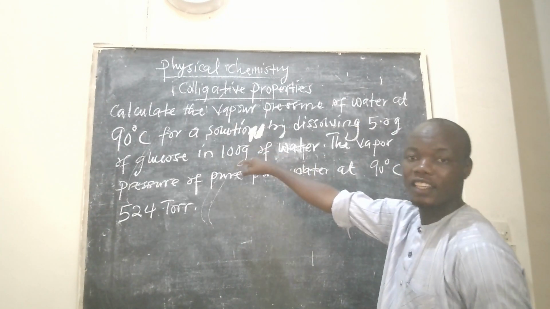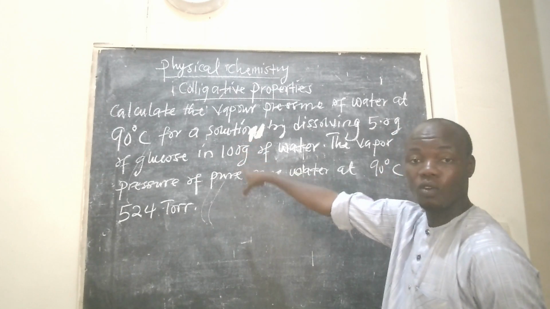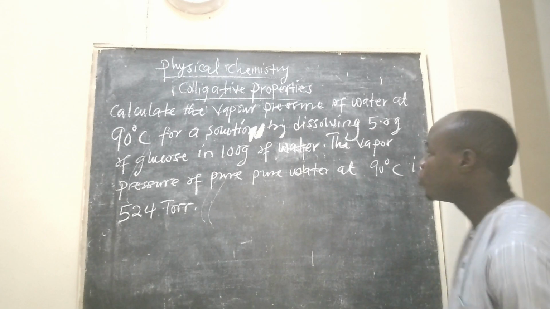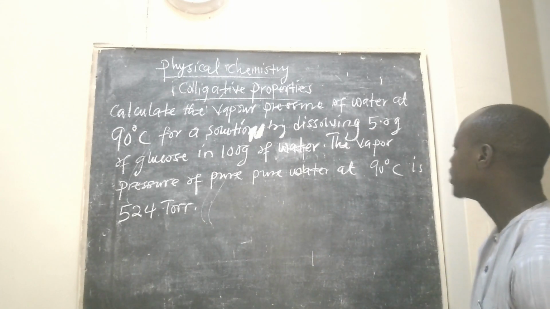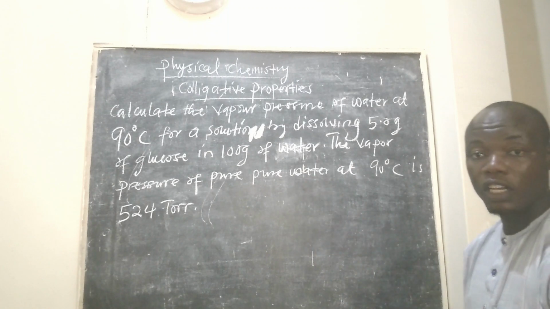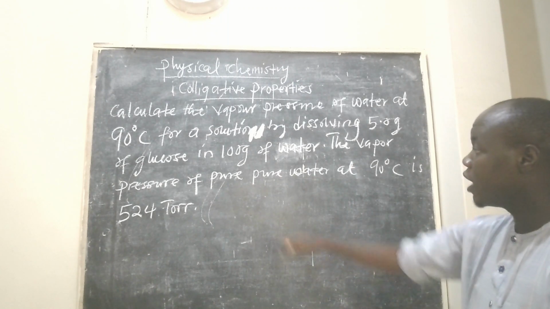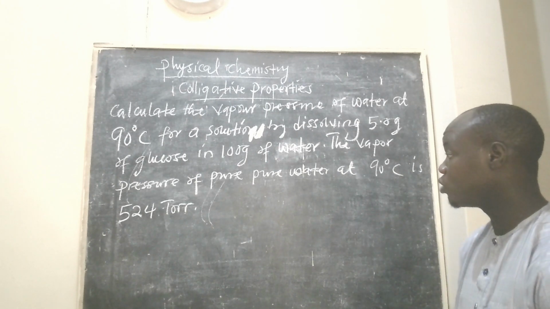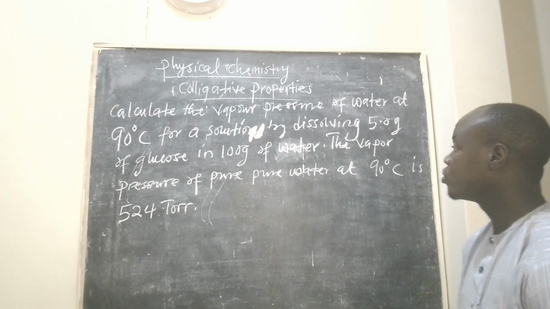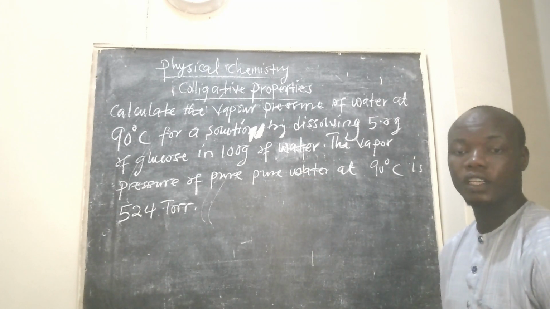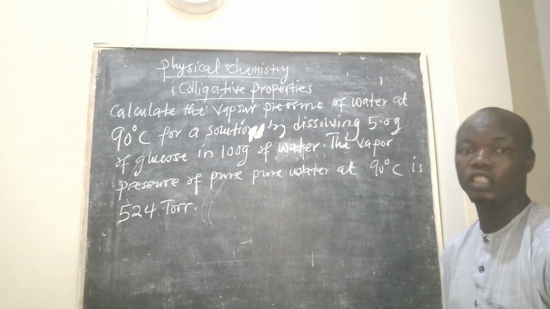So let's try this. It's a similar question to the previous one that we just solved. Calculate the vapor pressure of water at 90 degrees centigrade for a solution made by dissolving 5.0 grams of glucose in 100 grams of water, and the vapor pressure of pure water at 90 degrees centigrade is 524 torr. So let's do this calculation and put the answer in the comment section.